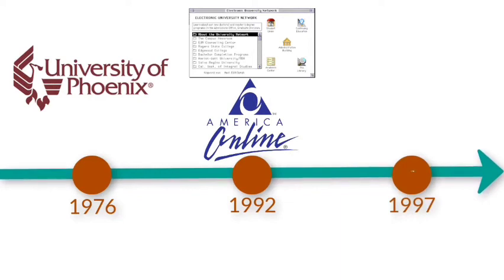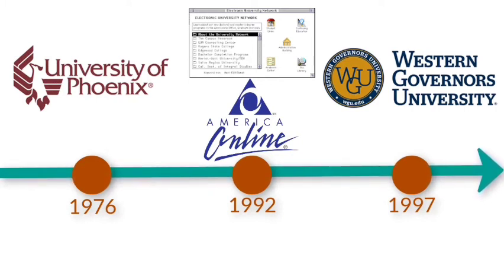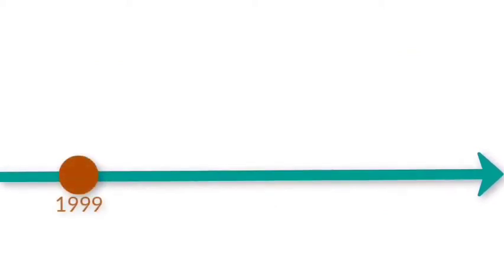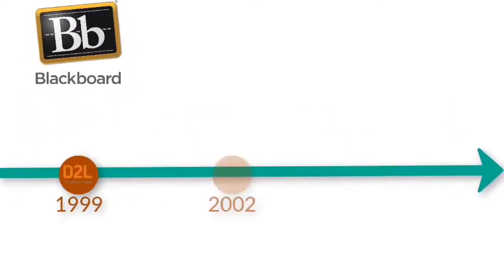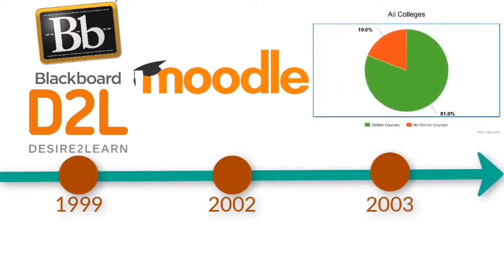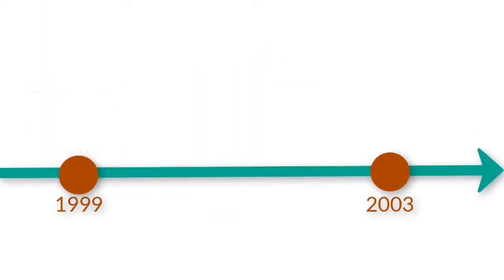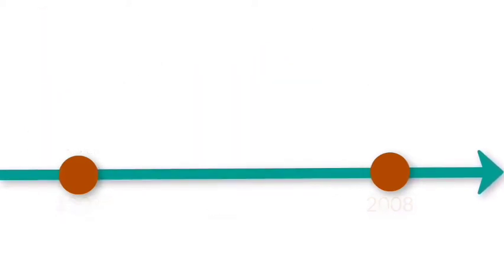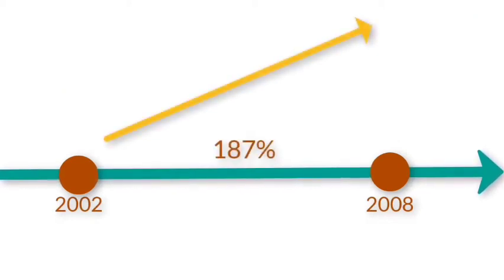Western Governors University was founded in 1997 by 19 U.S. governors to help facilitate distance learning for their rapidly growing populations. As the explosion of online opportunities continued, 1999 saw the introduction of new educational software tools, such as Blackboard and Desire to Learn, followed by Moodle in 2002. By 2003, 81% of colleges had at least one online course offering. Between 2002 and 2008, the number of students in online classes increased 187%.